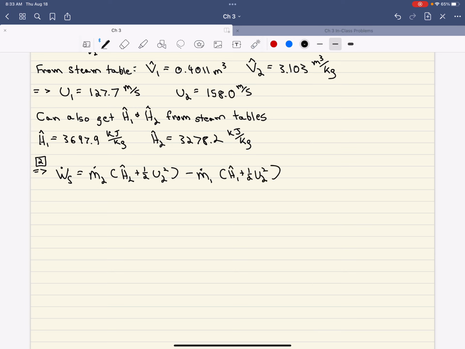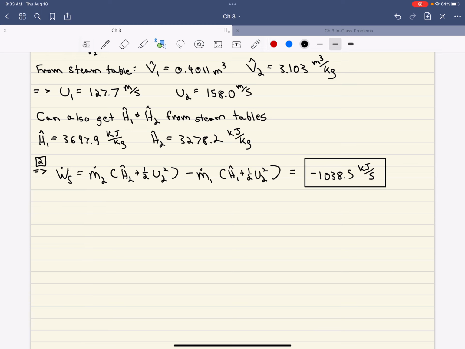U2 squared. Okay? And then if we plug in everything, what we get is negative 1038.5 kilojoules per second. Alright. So now we solved for that work rate. The last thing I want to do, though, is I actually want to compare the contributions of the different parts of the energy balance towards the overall work rate.